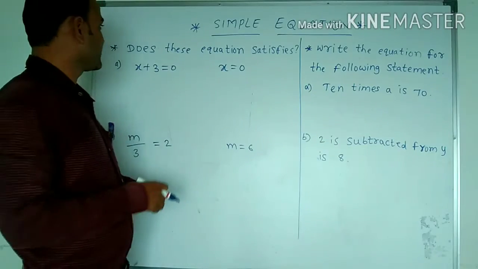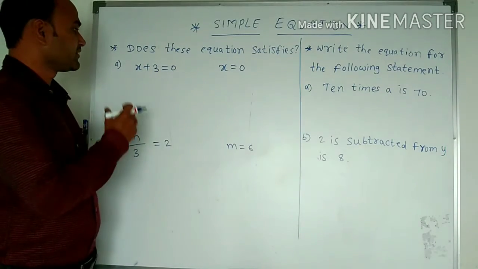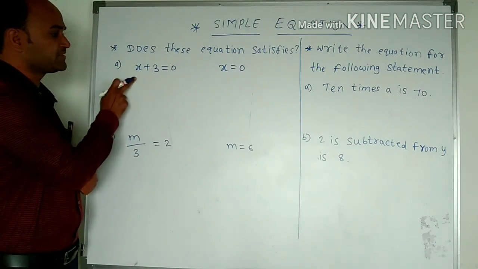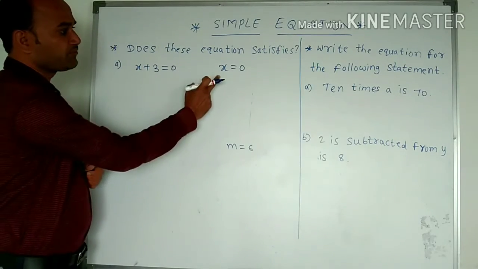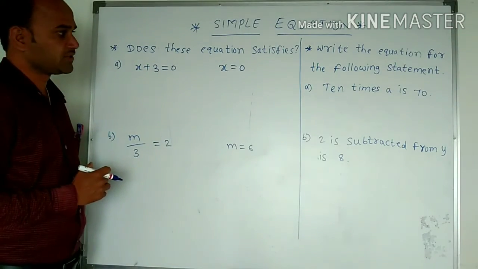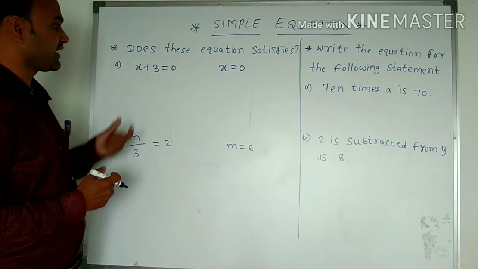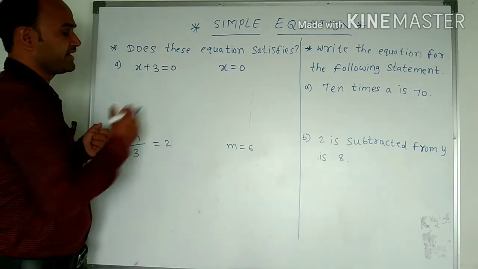Okay. Next we can see here, does this equation satisfy or not? Let us see the first equation: x plus 3 is equal to 0. When the value of x becomes 0, does this equation satisfy or not? There are two sides here. One is the left hand side, another one is the right hand side.